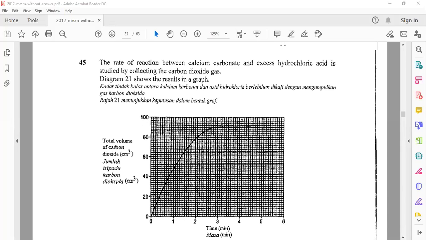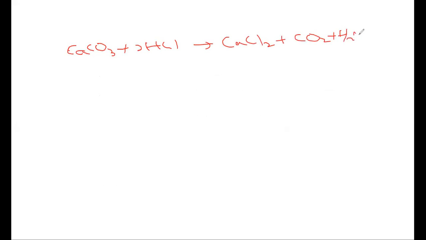Okay. We have the calcium carbonate reacting with the hydrochloric acid. You are getting calcium chloride, carbon dioxide, and water. And from our graph, we know that the volume of gas produced is 90 centimeter cube. Okay. Now, we know that the acid is in excess. That means we want to know what is the mass of the calcium carbonate.